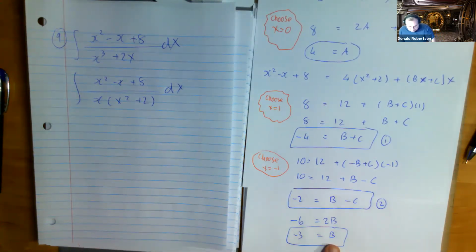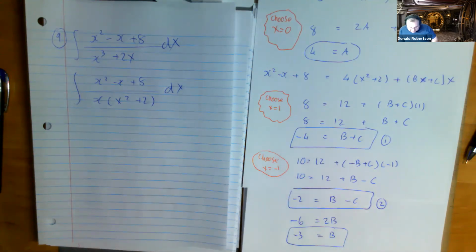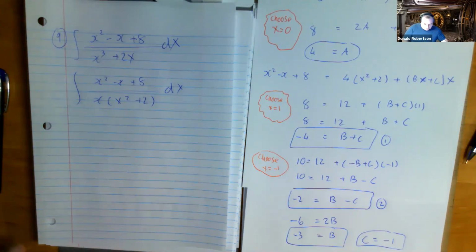And because I know b, can't I then plug it into either this one or this one and get c? Let's plug into this one. -3, add it to that side's 1. Eventually c is -1. And now I know c.